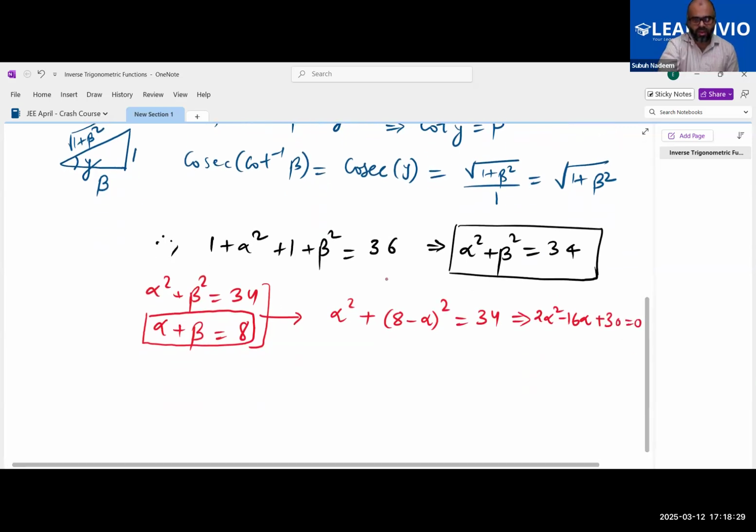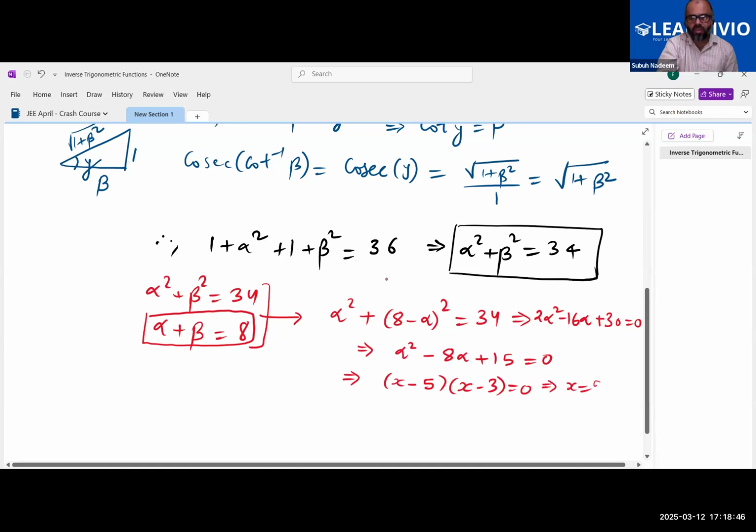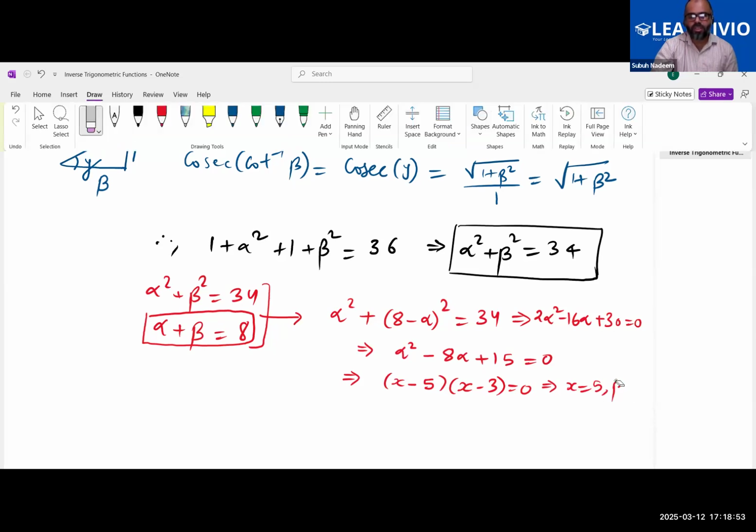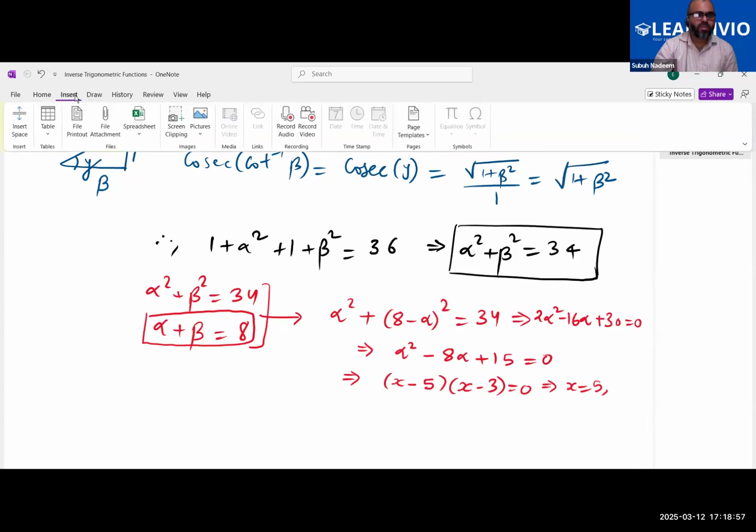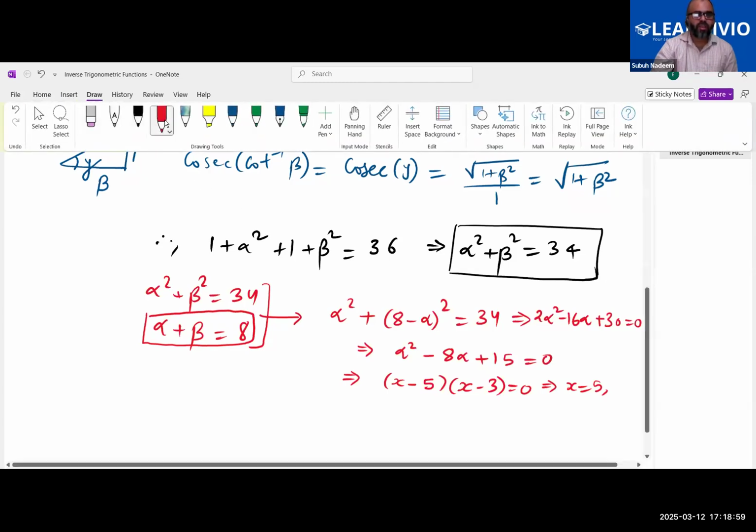So this is a quadratic we are getting. 2 we can take common. So it will become alpha square minus 8 alpha plus 15 equal to 0. This will factorize by middle term splitting, x minus 5 into x minus 3 equal to 0. So you are getting two values, 5 and 3. One of these two is alpha and another is beta. Now, which is alpha and which is beta? It is also important to see which is alpha and which is beta.